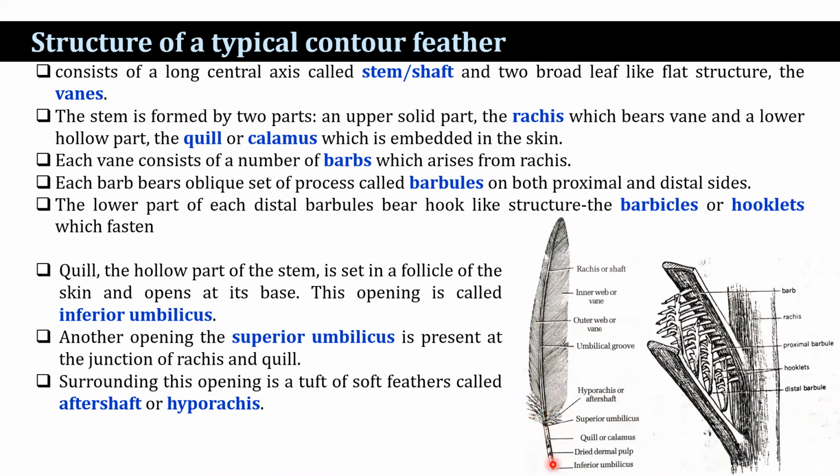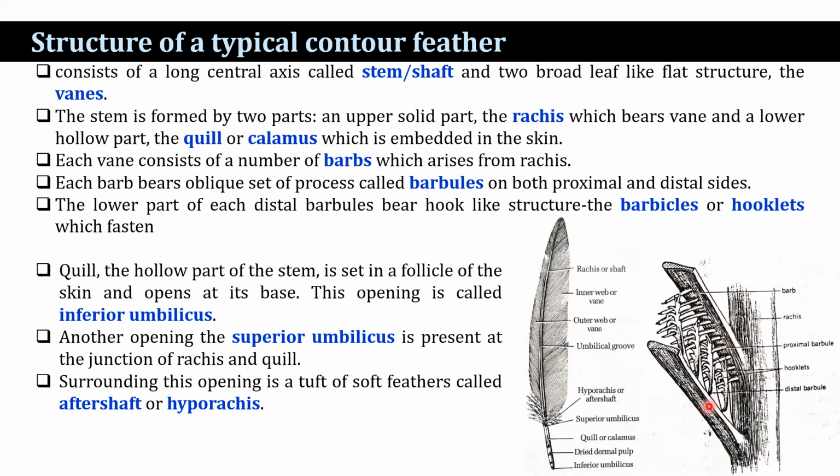That lower part is a hollow part that contains the quill or the calamus, and that is embedded in the skin. Each vane consists of a number of barbs. In the higher magnification you see here, this is a barb that arises from the rachis, and each barb bears an oblique set of processes that are known as barbules on both proximal and distal ends.